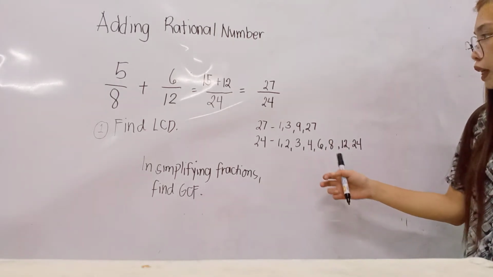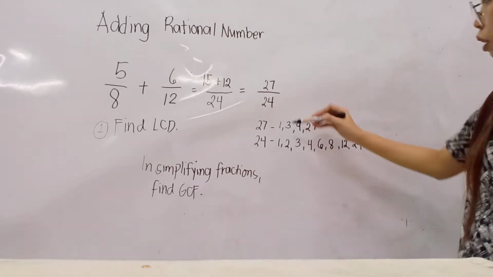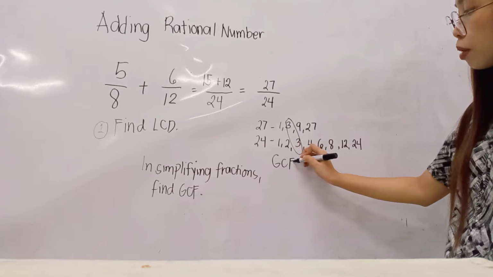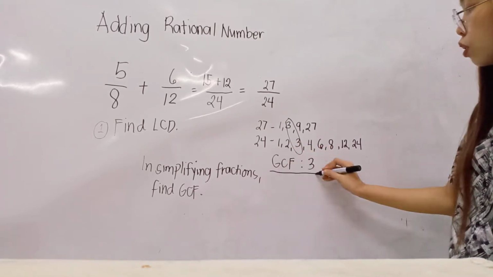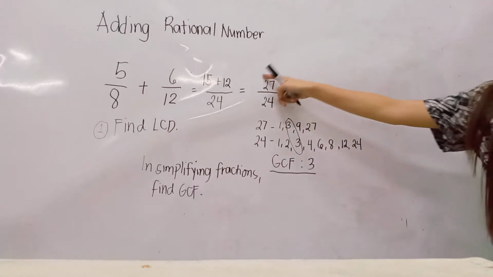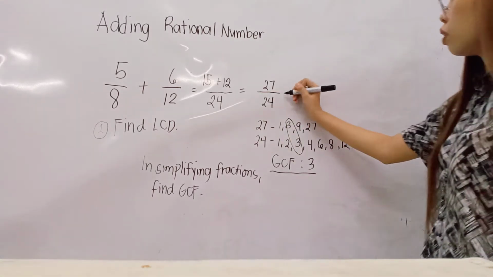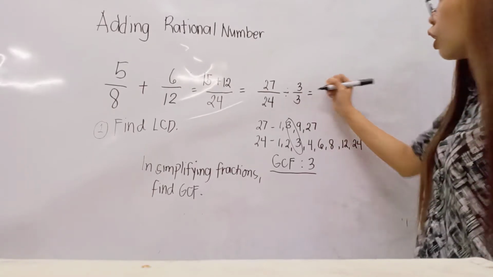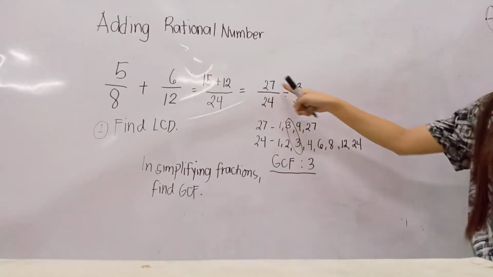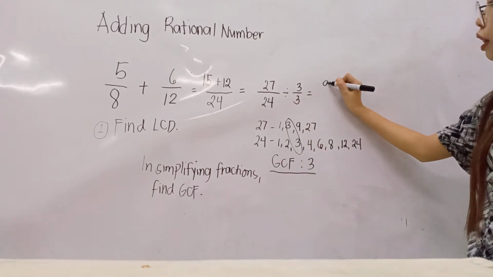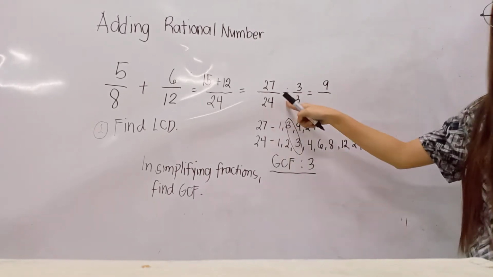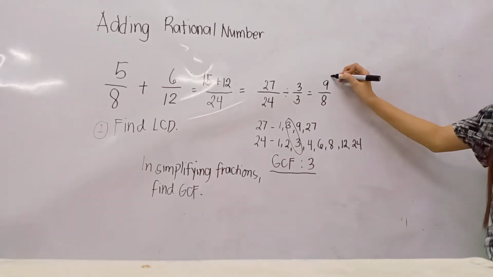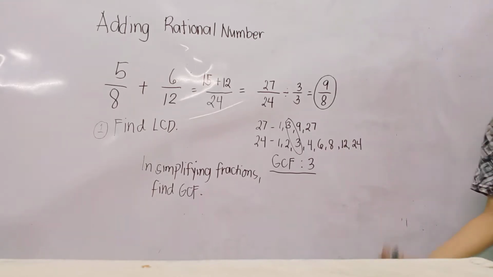I can see 3. Okay? So ito po, 3 is the greatest common factor. The GCF of 27 and 24 is 3. So now, we are going to divide this fraction by 3. So, divided by 3 over 3 to get the lowest term. Okay, 27 divided by 3 is 9, over 24 divided by 3 is 8. So, your final answer will be 9 eighths or 9 over 8.